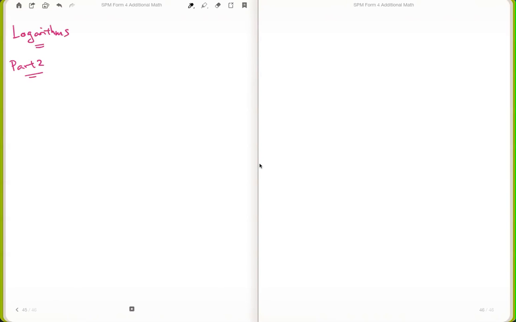Welcome back, everyone. Part 2 of Chapter 5, Logarithms. In this part, we will make use of the index number, and we will find the index number or the indices, the base number of indices. Now suppose we have a number.